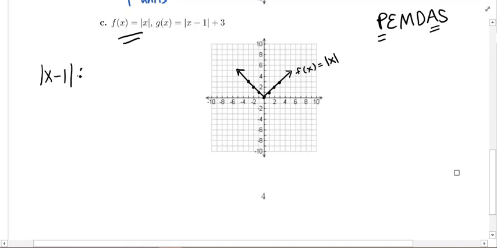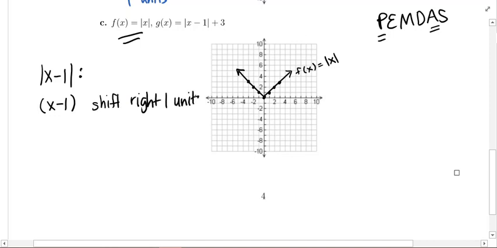Let's talk about the absolute value of x minus 1. What does that do? Again, the absolute value symbols are acting like parentheses here. So think about if you had x minus 1 in parentheses. That's going to be a horizontal shift, and since we're subtracting inside, it is going to be a shift to the right. So we're going to shift right 1 unit.